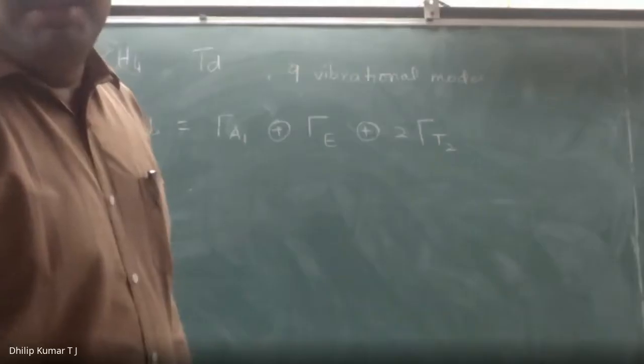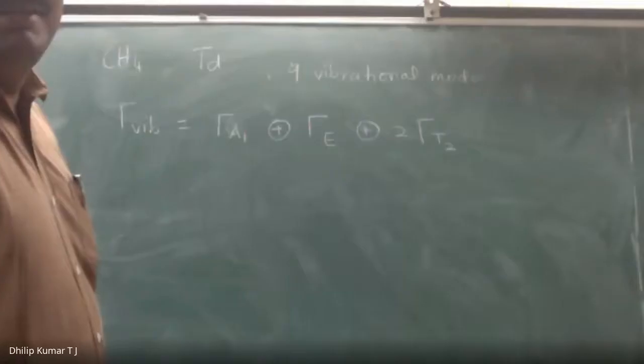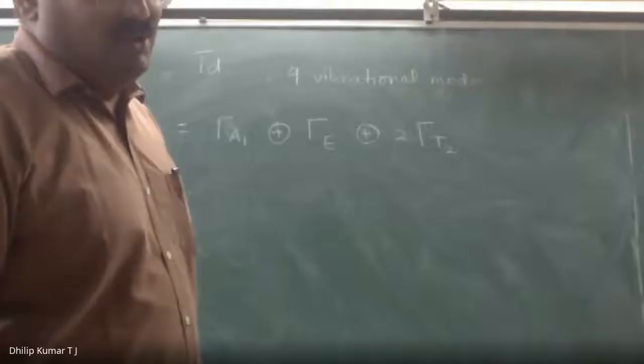Okay. Ritik, yes, sir. How many Raman peaks will be there? Sir, IR active modes will be 3 and Raman active modes will be 6. How did you get that? And that will be A1, E, and T2.